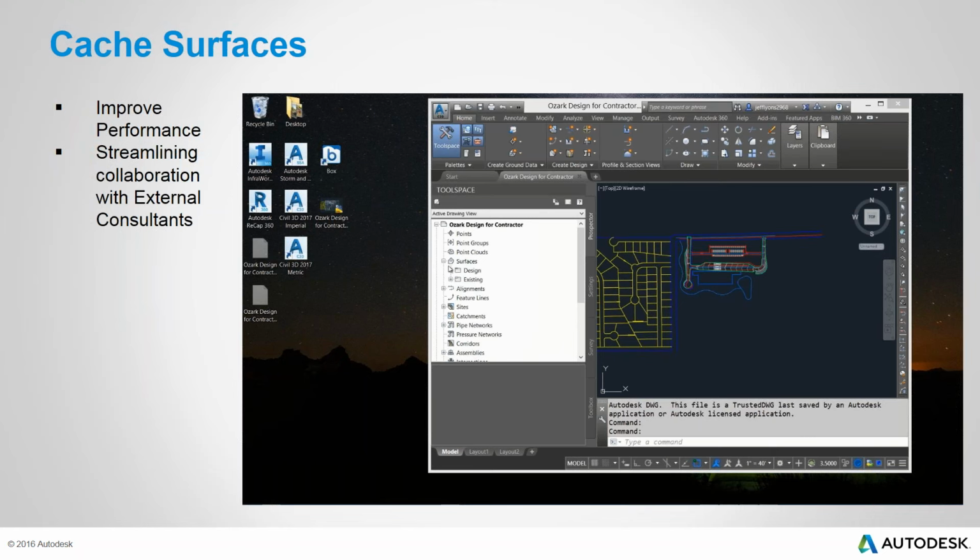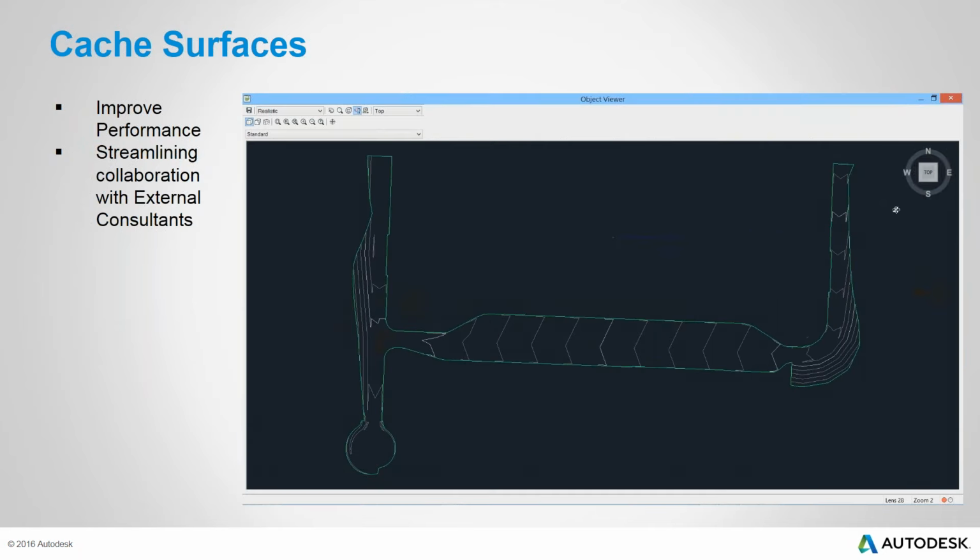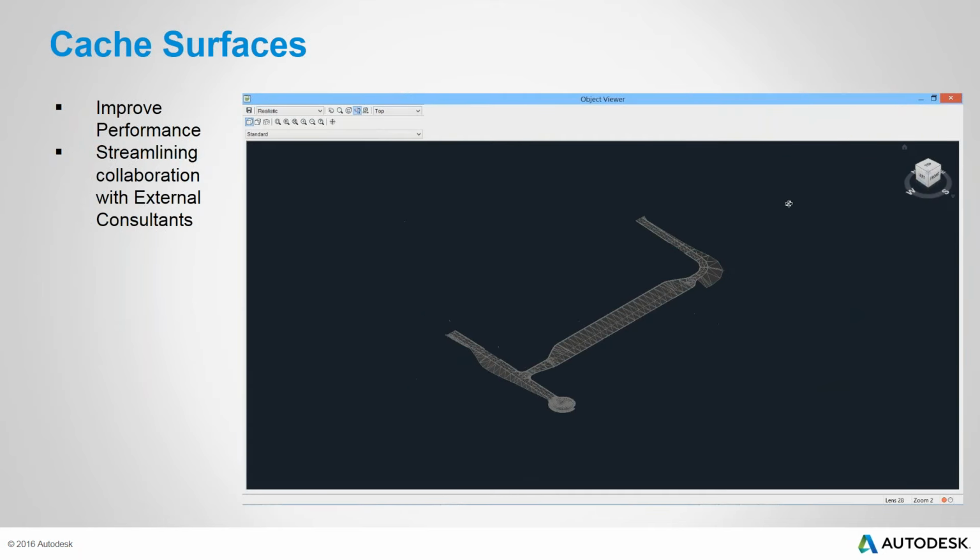Okay, so that's our surface caching that's now available in AutoCAD Civil 3D 2017. They're just looking now to see that that surface is actually there in Civil.